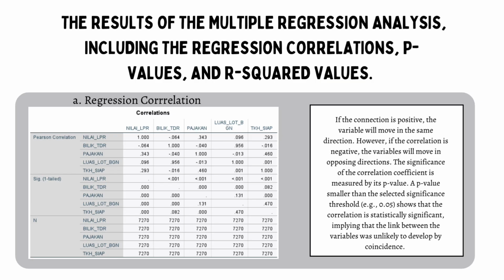Next, we move to the result of the multiple regression analysis, including the regression correlation, p-values, and R-square values. For regression correlation, if the connection is positive, the variables will move in the same direction. However, if the correlation is negative, the variables will move in opposite directions. The significance of the correlation coefficient is measured by its p-value. A p-value smaller than the selected significance level, for example 0.05, shows that the correlation is statistically significant, implying that the link between the variables was unlikely to develop by coincidence.